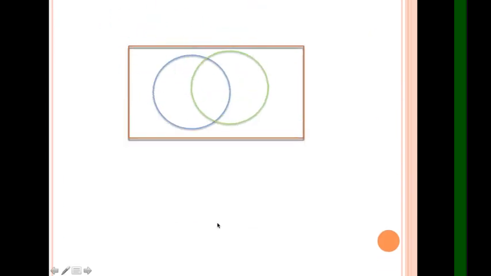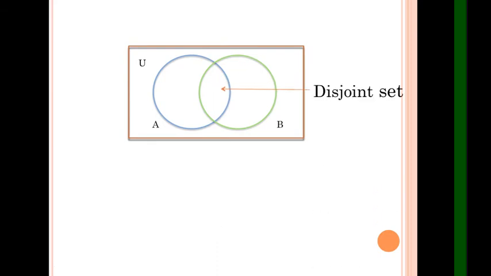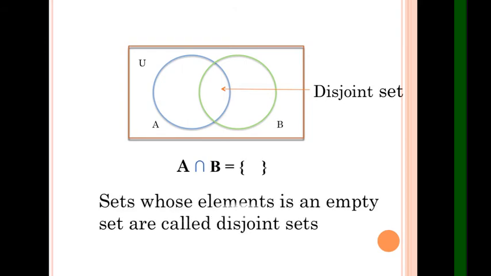So, we have the universal set, and then we have the Venn diagram A and B. And for this one, this is the disjoint set. Okay, so disjoint set, kapag disjoint set, whose element is an empty set are called disjoint set. So, kapag wala silang intersection, ang tawag doon ay disjoint. Ibig sabihin, wala silang similar.